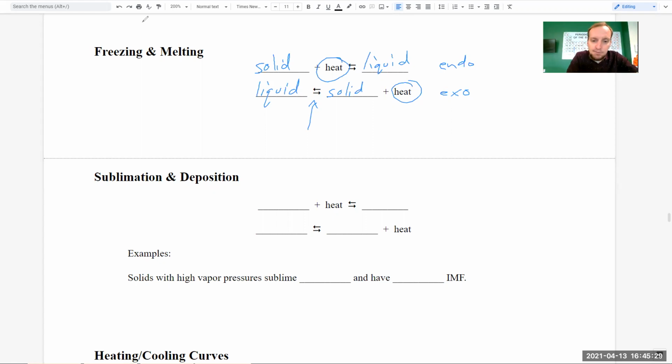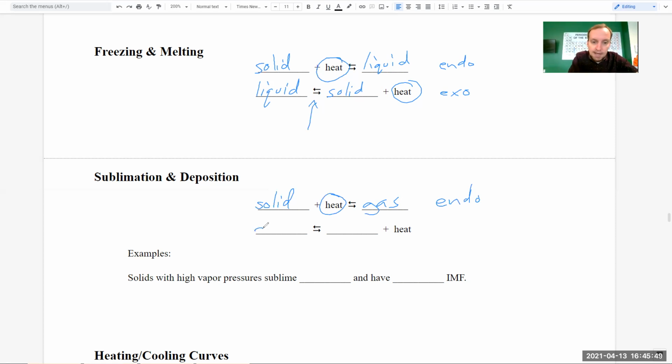So sublimation would be, for example, where we have a solid, we add a little bit of heat, and what we end up with is a gas. We completely skip the liquid phase. We go straight from a solid straight to a gas, which is kind of weird, right? Again, that would be endothermic because your heat is on the left side of the arrow.